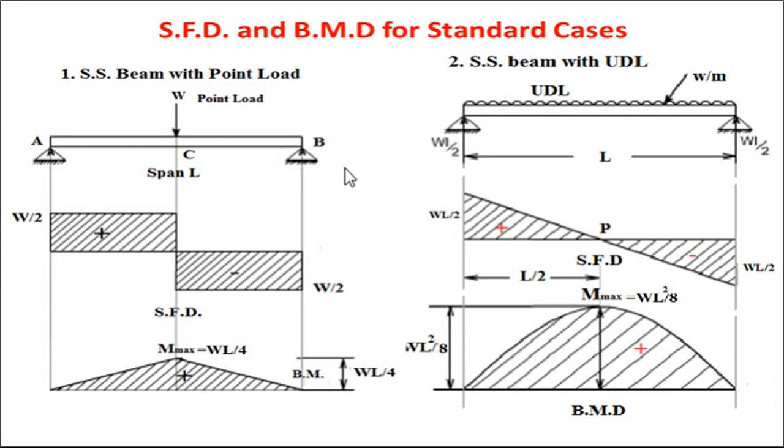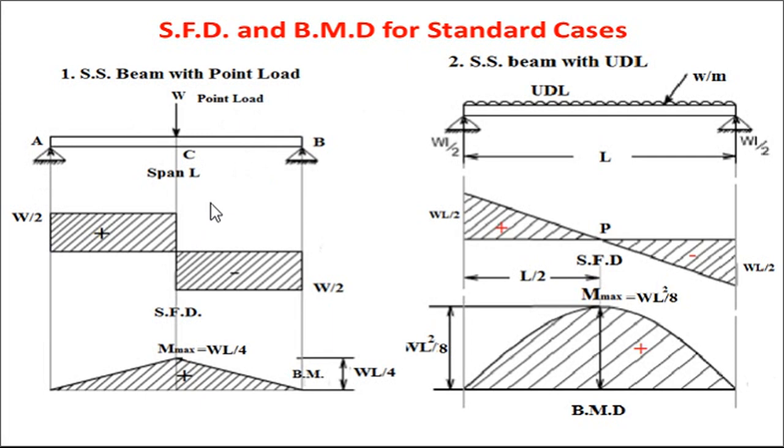Now see the first case: a simply supported beam with central point load. Central means half of the span. Whenever the load is at the center, this total load W will be divided, half to this support and half to this support. As there is no horizontal load acting, the horizontal component of the support reactions will be 0. Only the reactions Ra and Rb act, and they have the same value: Ra is equal to W by 2 and Rb is equal to W by 2, because W is divided into half.